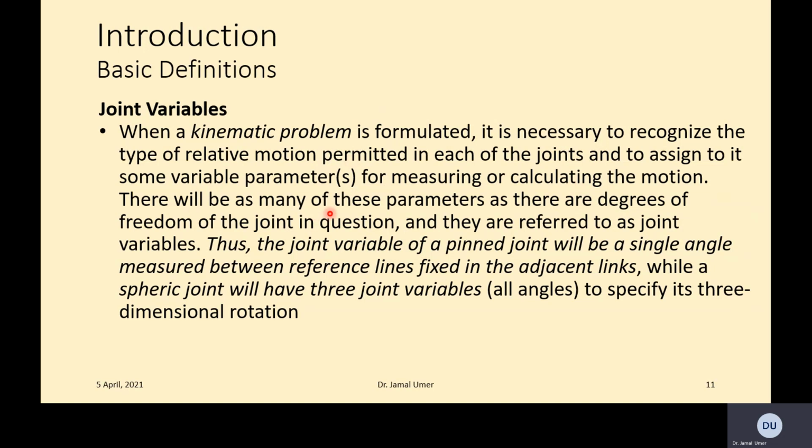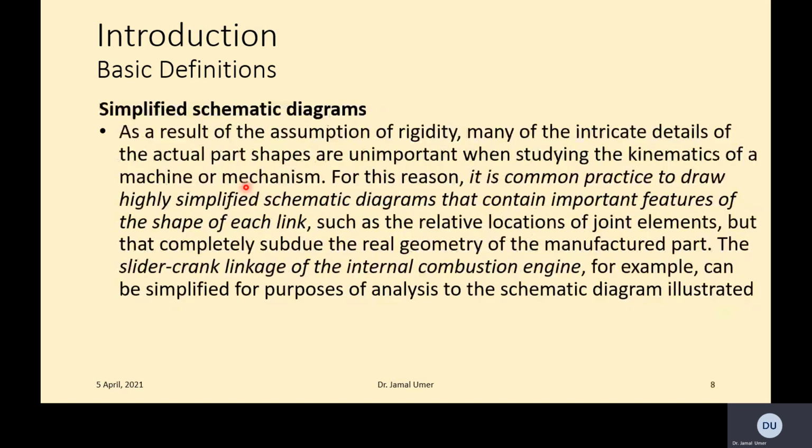There will be as many of these parameters as there are degrees of freedom of the joint in question. Yeah, so this will also be translated to the degree of freedom. Degree of freedom is being used and we will use it quite a lot. So for example, at one joint, it's a relative motion, so it has 1 degree of freedom, right? Let me go back, because I think it's a good example.